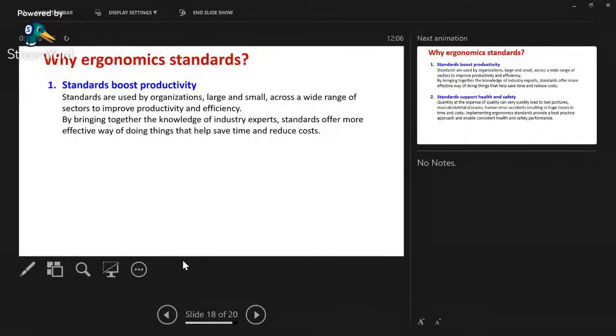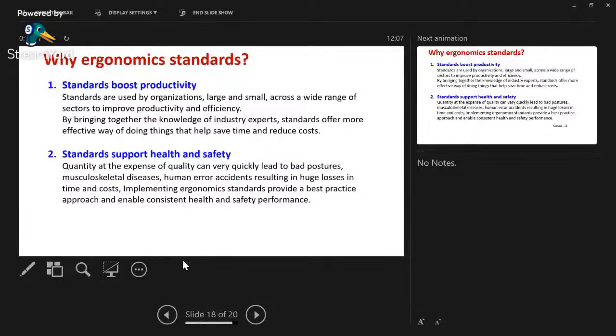The same thing can be applied to a smaller organization, even within the informal sector, to improve productivity. And it's not just because I'm saying it does increase productivity. The reason is that standards offer an effective way of doing things, because they are already standardized by a group of experts in that field. They offer ways of doing things which save money and reduce costs. That's how they improve productivity.